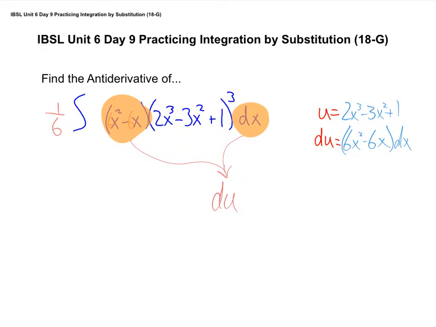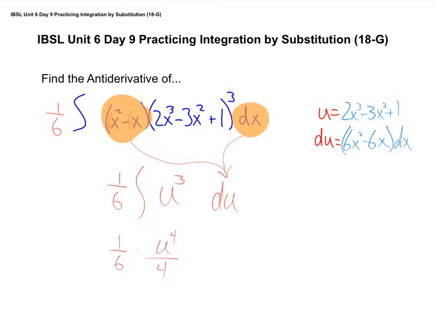So it's 1/6 u to the third, the integral of u to the third du. Okay, so Alec, what's the integral of u to the third? It's one fourth u to the fourth. Okay, it's 1/4 u to the fourth. So we have 1/6 times 1/4 u to the fourth.